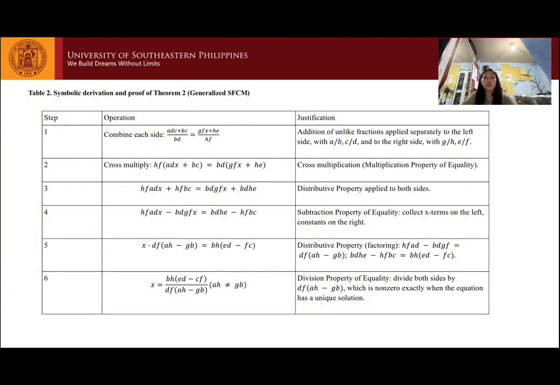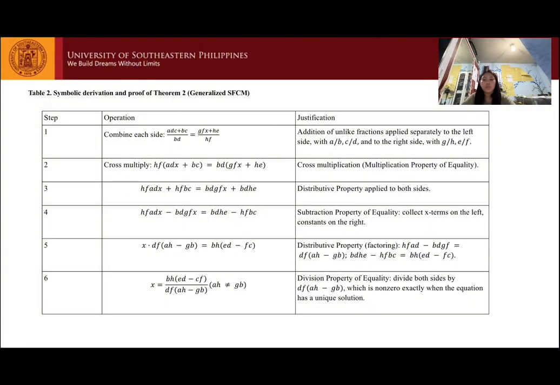And as for Table 2, the symbolic derivation and proof of Theorem 2. After establishing Theorem 1, we investigated whether the same idea could be extended to equations that contain fractional coefficients on both sides. So, step 1, we combine both sides. The first step is similar to Theorem 1. This time, however, we combine the fractions on both the left-hand side and the right-hand side using the rule for adding unlike fractions. So each side becomes a single fraction.